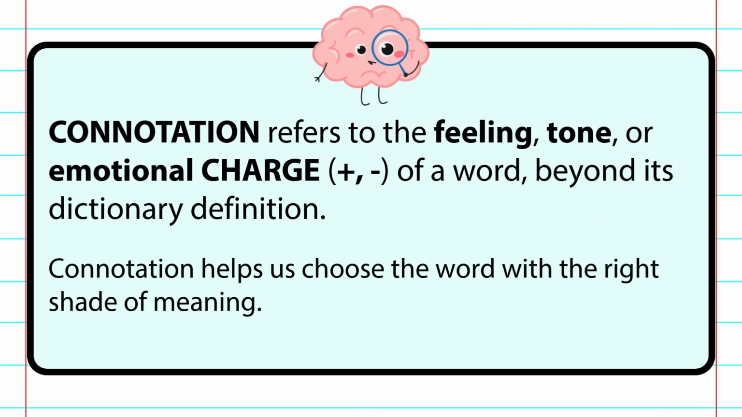Connotation refers to the feeling, tone, or emotional charge of a word beyond its dictionary definition, just like we've been discussing with our Q1 vocabulary words. Connotation helps us choose the word with the right shade of meaning. We can select the answer choice that carries that same emotional charge or feeling. Context tells us what the word must mean, but connotation tells me how the word should feel.